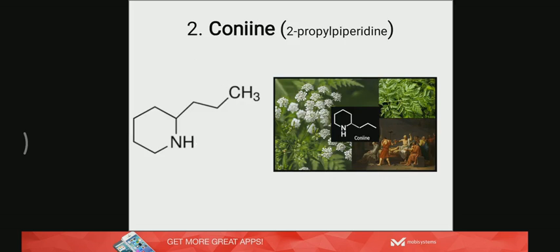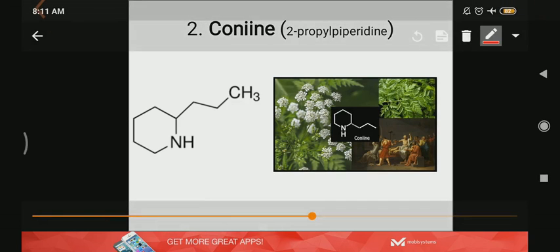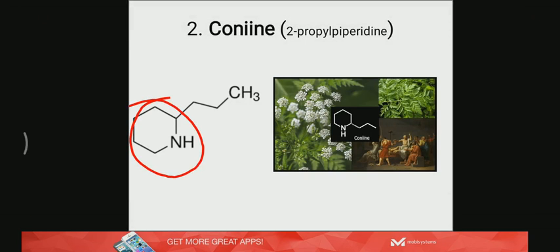Now the second one, Coniine. The systematic name is 2-propylpiperidine. So this is a piperidine alkaloid. As we have seen earlier, piperidine is this ring. And if we number this piperidine ring, nitrogen is given number 1, position 1, and 2 for this carbon. So on the second carbon we have a propyl substitution. So it is 2-propyl, or you can also call it alpha propyl piperidine.